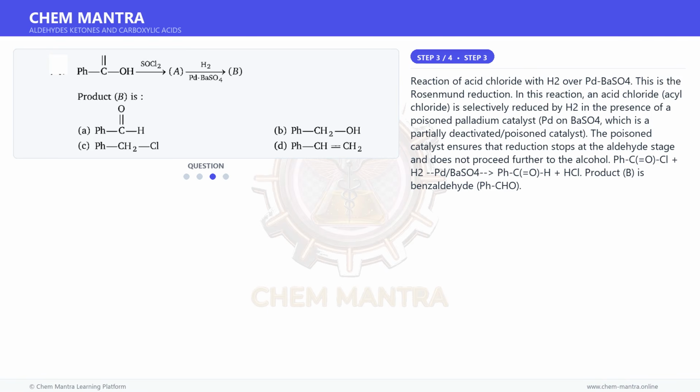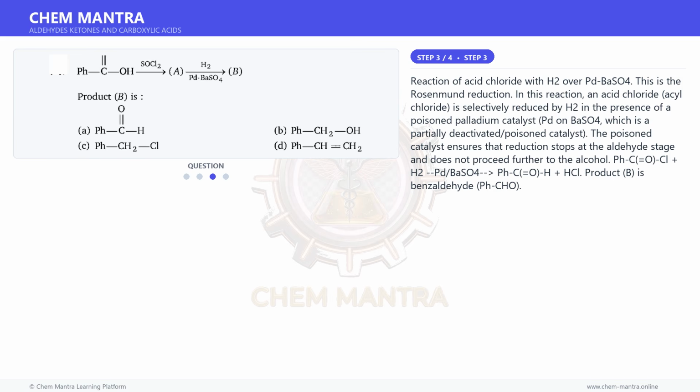Reaction of acid chloride with H2 over Pd, BaSO4. This is the Rosenmund reduction. In this reaction, an acid chloride, acyl chloride, is selectively reduced by H2 in the presence of a poisoned palladium catalyst, Pd on BaSO4, which is a partially deactivated poisoned catalyst. The poisoned catalyst ensures that reduction stops at the aldehyde stage and does not proceed further to the alcohol.